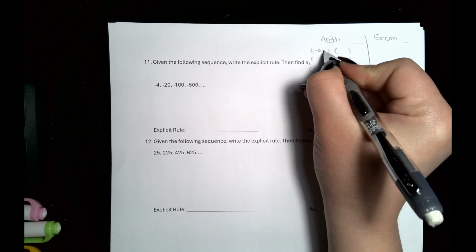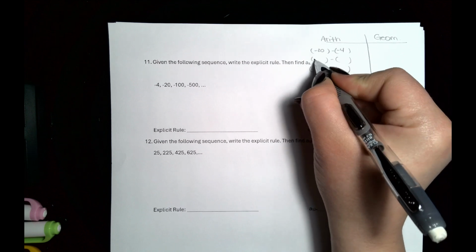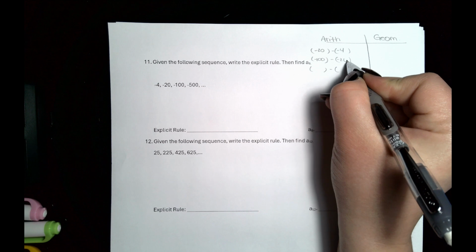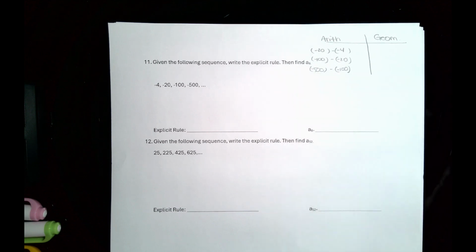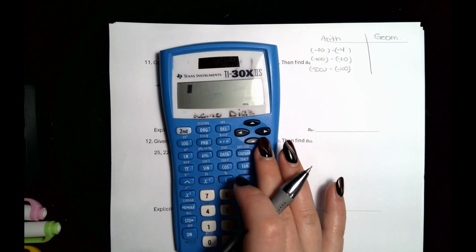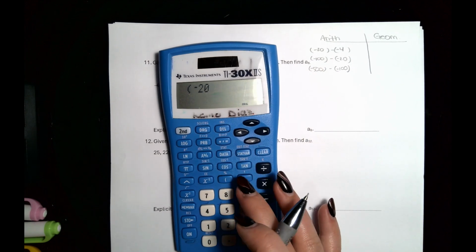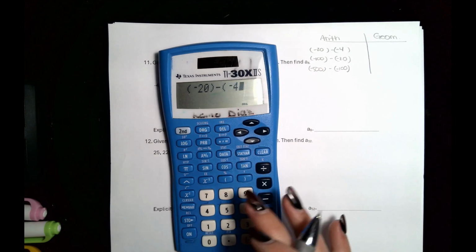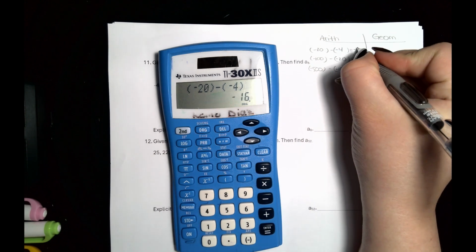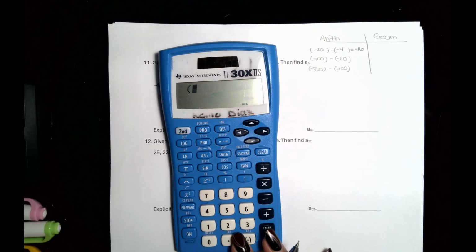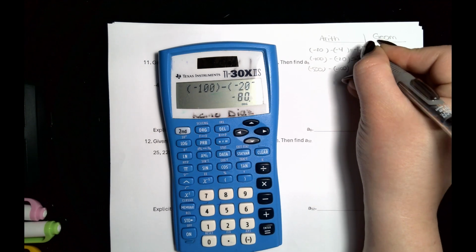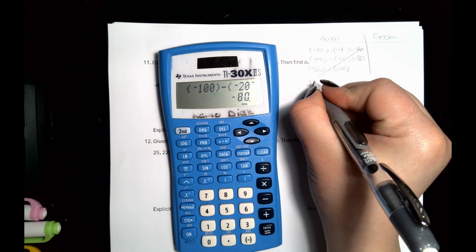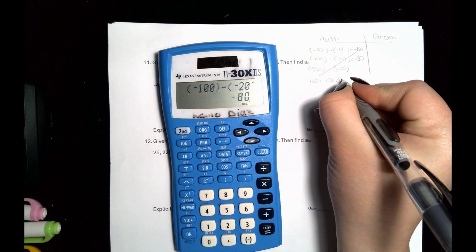Again, our right and our left. Quickly type that into the calculator. We get -20 minus a -4. I get a -16. -100 minus a -20. I get -80. I'm not going to check the next one. Not arithmetic. So I'm going to check geometric.